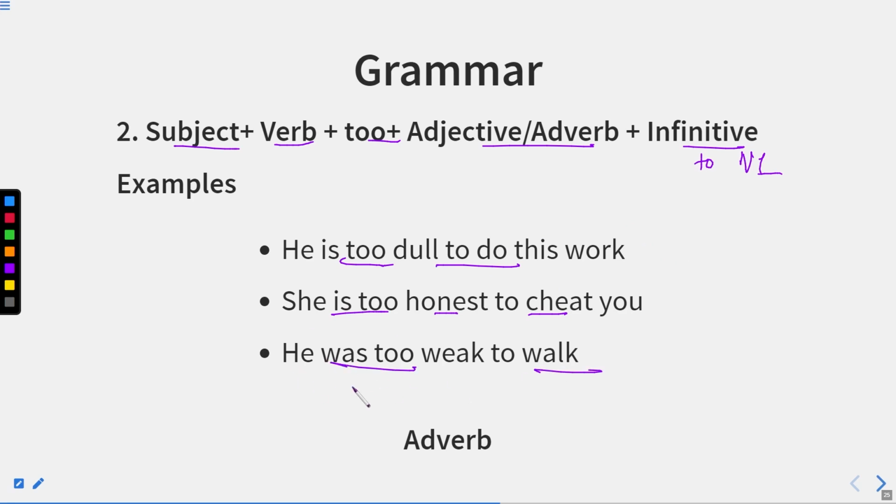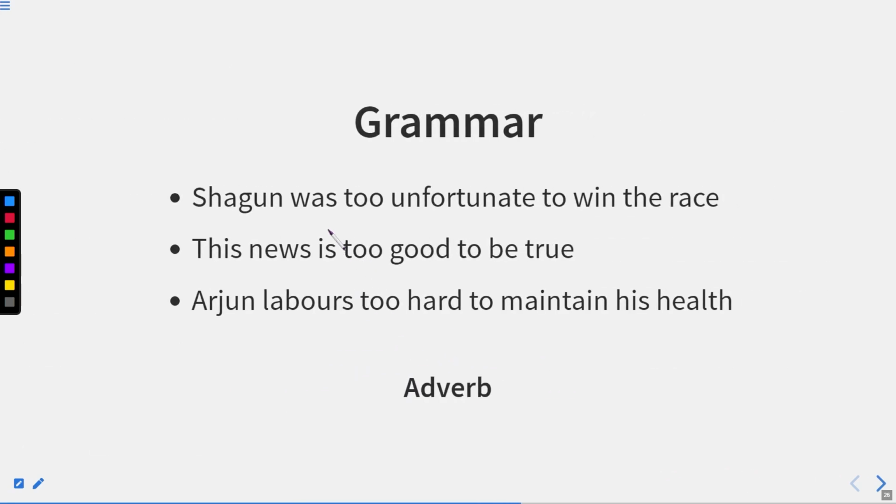He's too weak to walk. It means he's very, very weak. He is extremely weak that he cannot walk. Shagun was too unfortunate to win the race. That she was too unfortunate. She was very unfortunate that she cannot win the race. This news is too good to be true. This news is very, very good, extremely good that it cannot be true. Arjun labors too hard to maintain his health. That he works too hard, he labors too hard, that he is not able to maintain his health. He does not get time for his health.